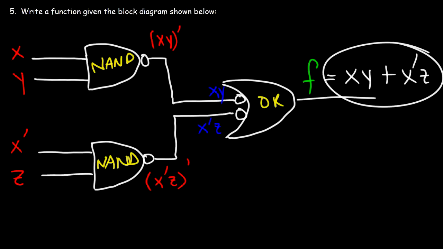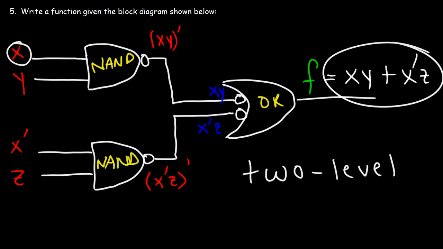Now, how would you describe this circuit? Would you describe it as a one-level circuit, a two-level circuit, a three-level circuit, or simply just a multi-level circuit? This is considered a two-level circuit. The reason is the maximum number of gates that the signal must pass through to go from the input to the output is 2.